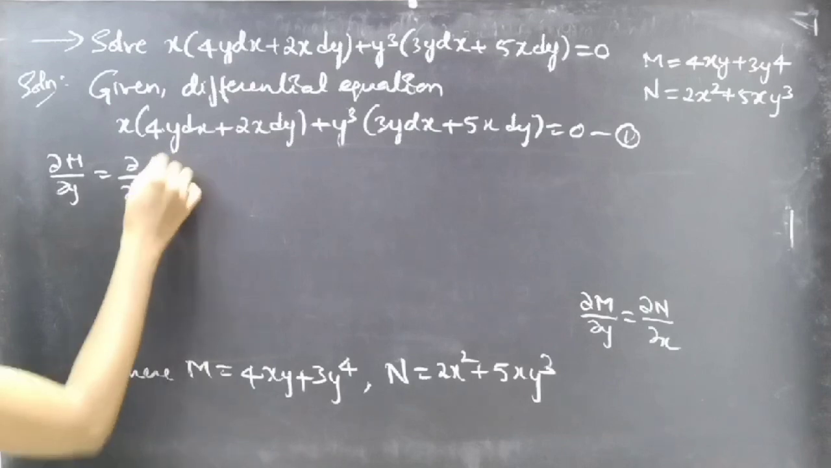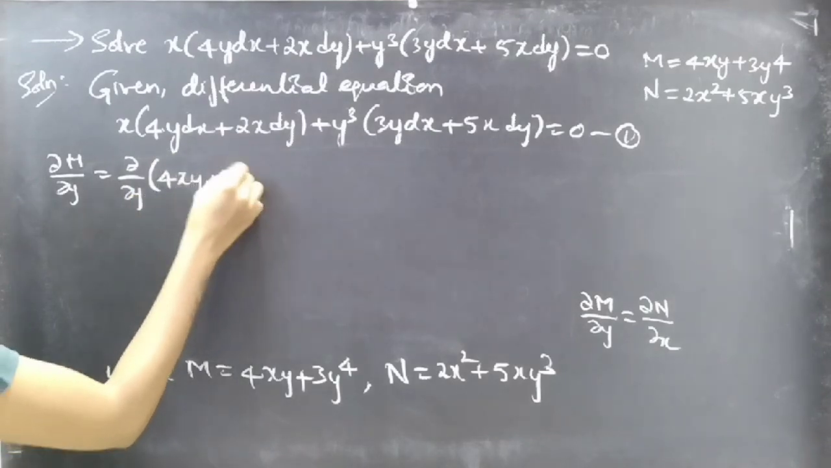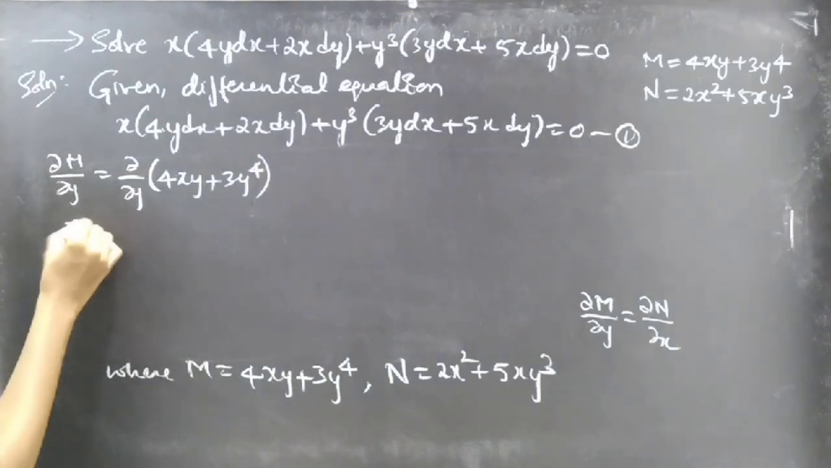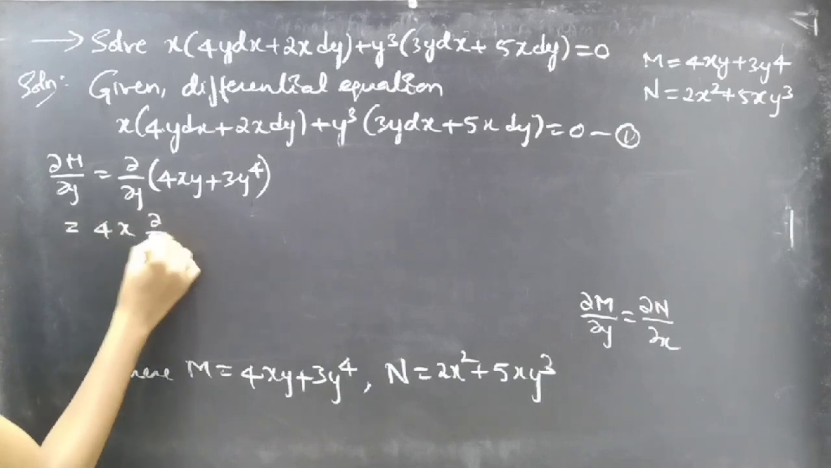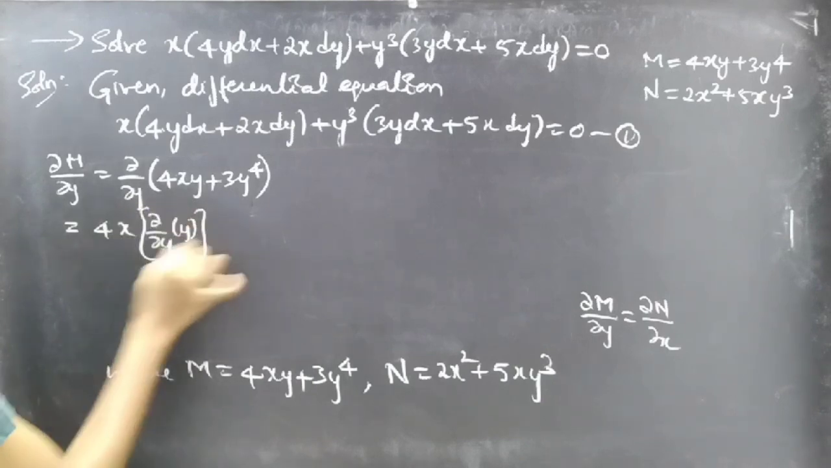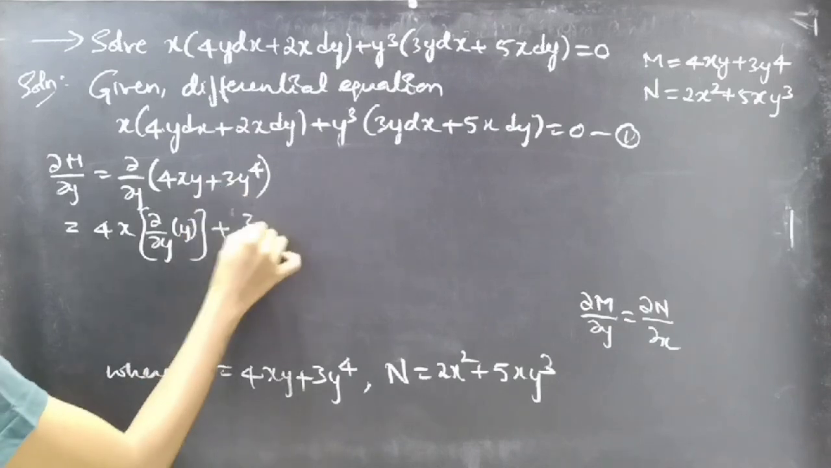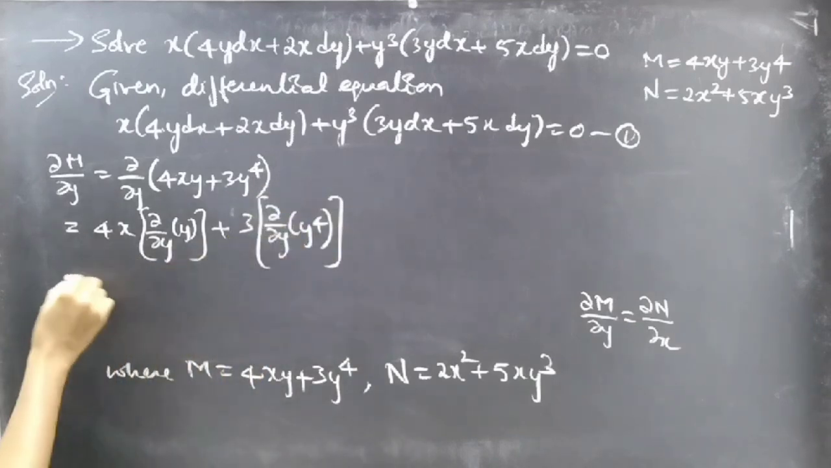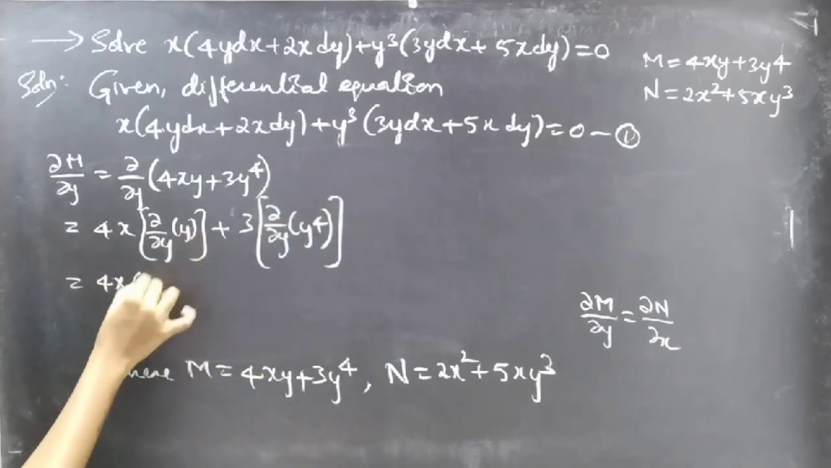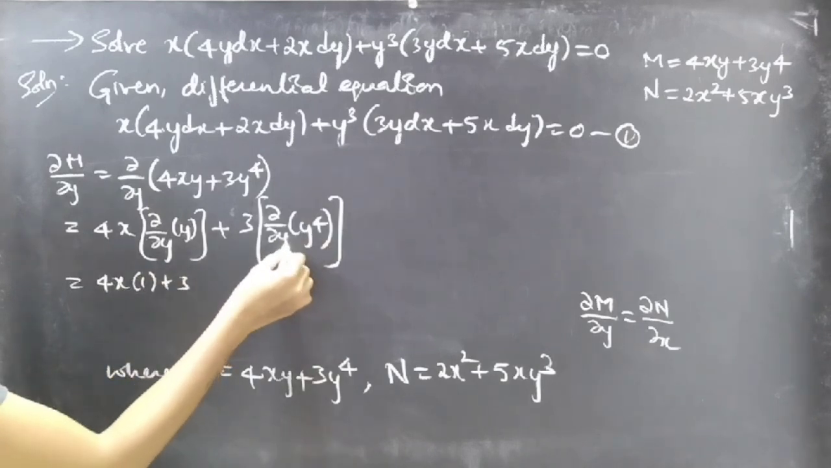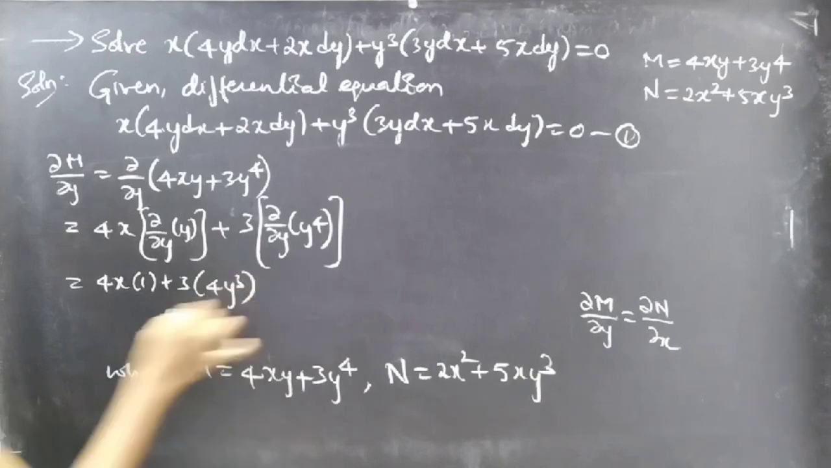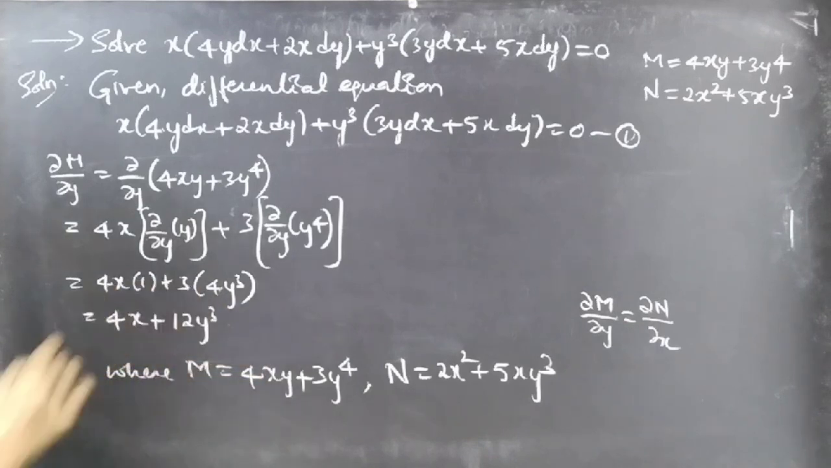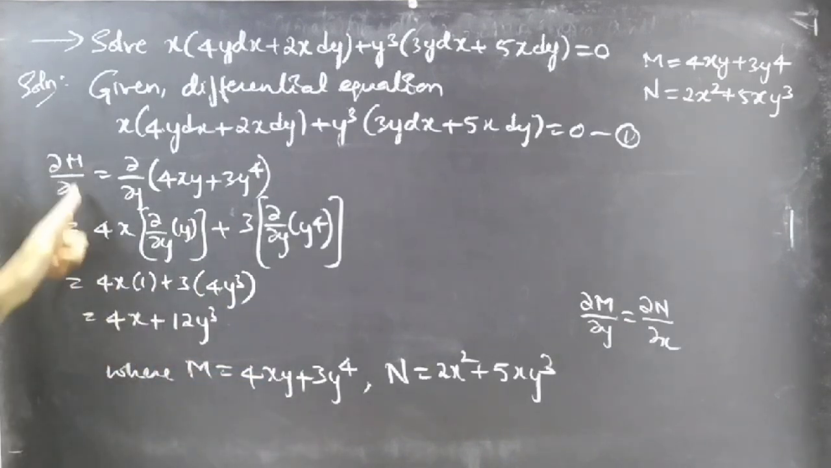We have m equal to 4xy plus 3y power 4. Since it is partial derivative with respect to y, so x is treated as constant. You'll get 4x into dou y of y plus 3 constant, 3 into dou y of y power 4. Which gives us 4x into partial derivative of y with respect to y is 1, plus 3 into partial derivative of y power 4 with respect to y is 4y cube. We'll get 4x plus 3 4s are 12 y cube. So this is the result obtained for partial derivative of m with respect to y.